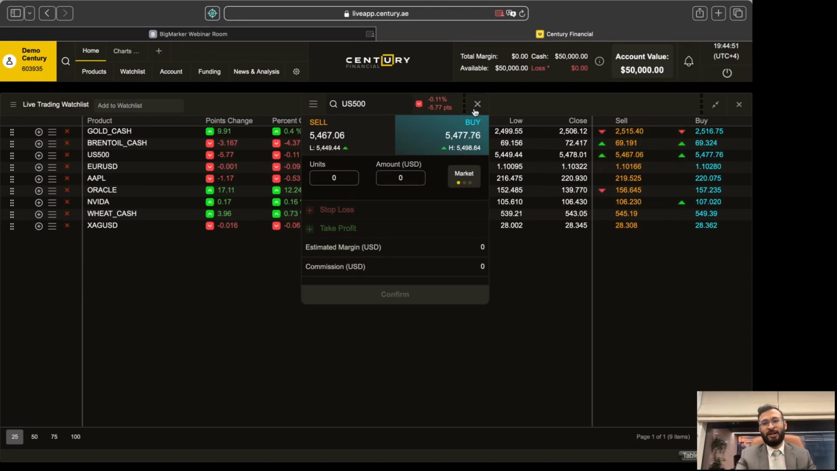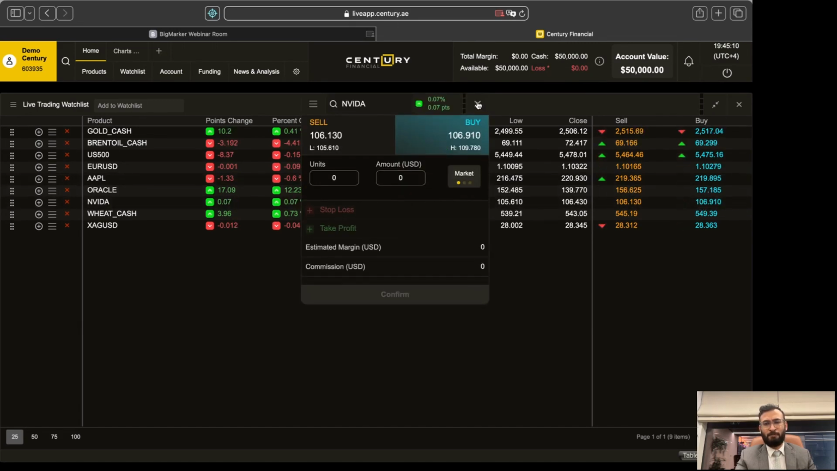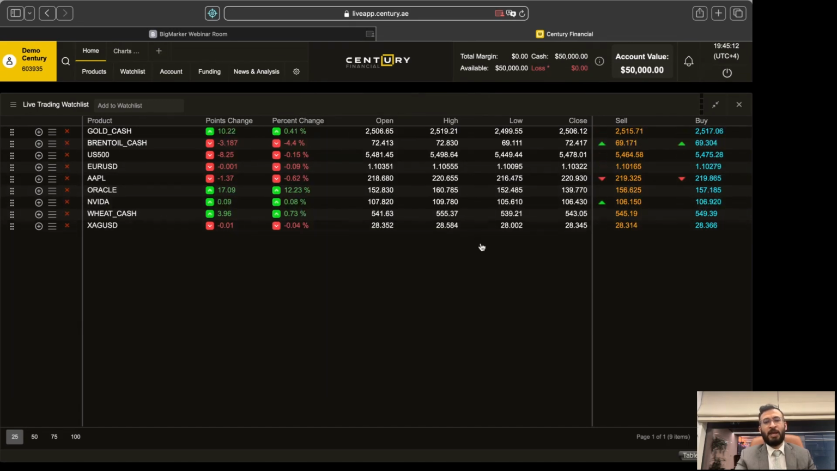You can buy an index in terms of its units. One unit is equal to $5,477, and you can buy or short sell an index. If you feel the US market is not going to perform well, you can short sell the index. Then we have shares like Apple, Oracle, Nvidia, whose prices, as you already see, are moving as we speak. Now, let's try to plan a trade.